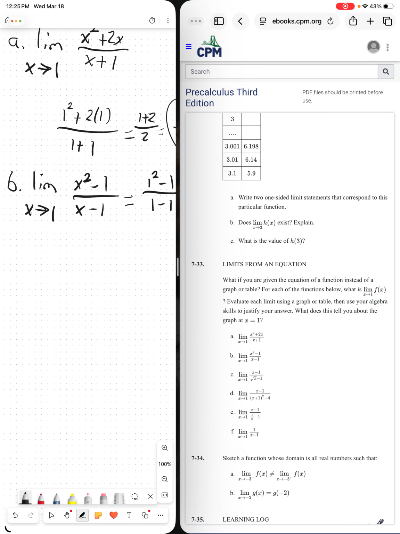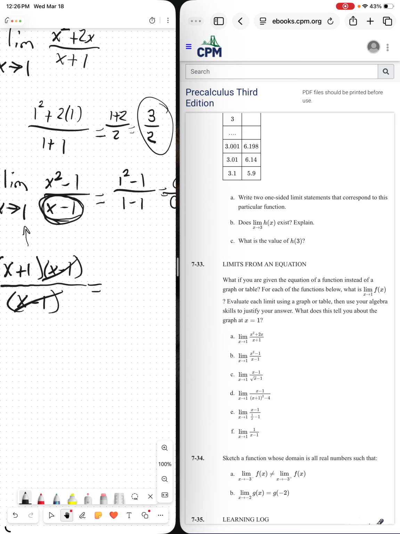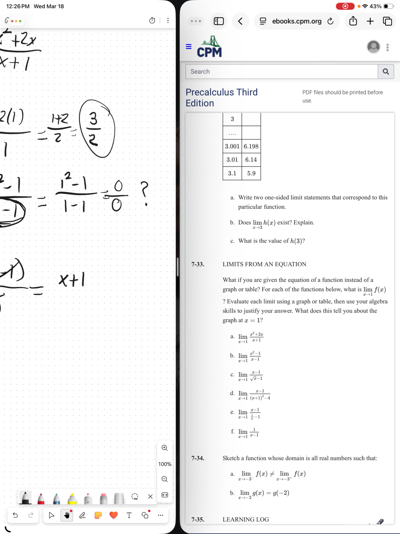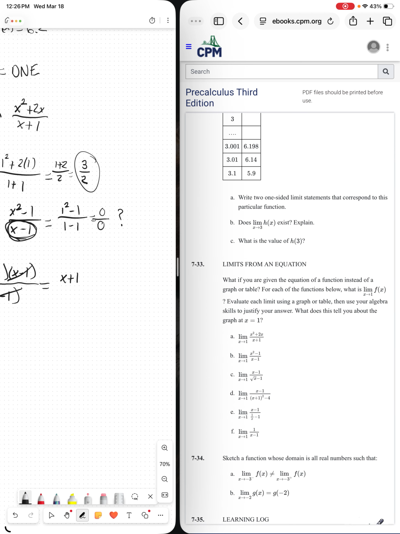So what we need to do is, can we get rid of this factor on the bottom so then we can plug in? So if you factor the top, difference of squares, the x minus 1 will now cancel, and I now just have x plus 1, and I can plug in 1. So my limit is 2.